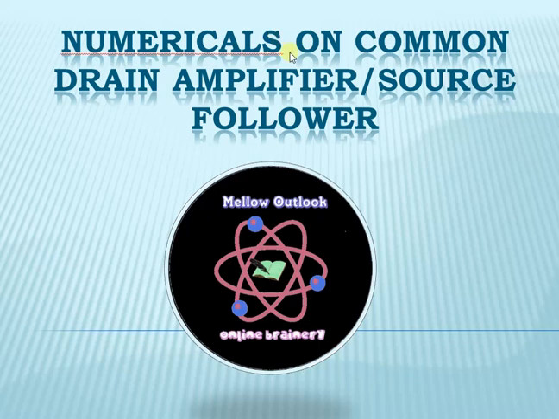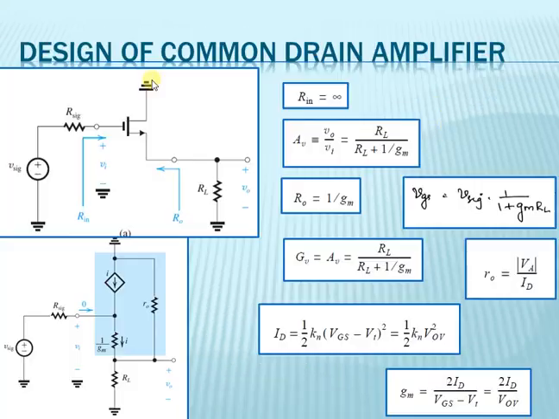Numericals on the common drain amplifier, also called the source follower. Here we have presented the design of the common drain amplifier. Figure A shows the common drain amplifier wherein we have applied the input signal via a resistance R signal, and a load is connected to the source terminal and the output voltage is measured across the source.